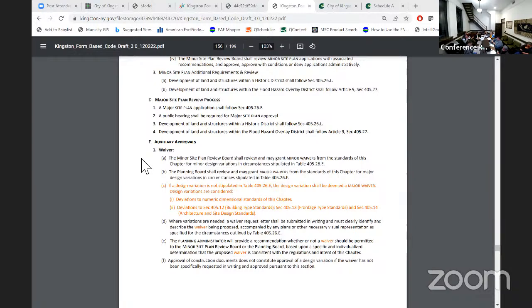Which kind of makes this streamlining process kind of pointless there. But I'll look into it, but that is very confusing. But it doesn't then negate the requirement later on if you need an area variance, which is required under that section 9.